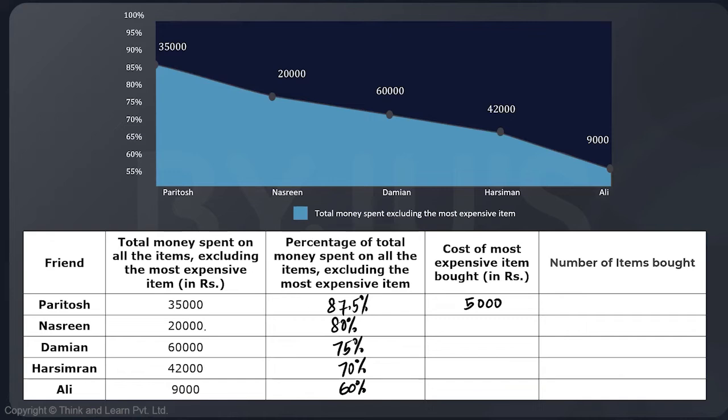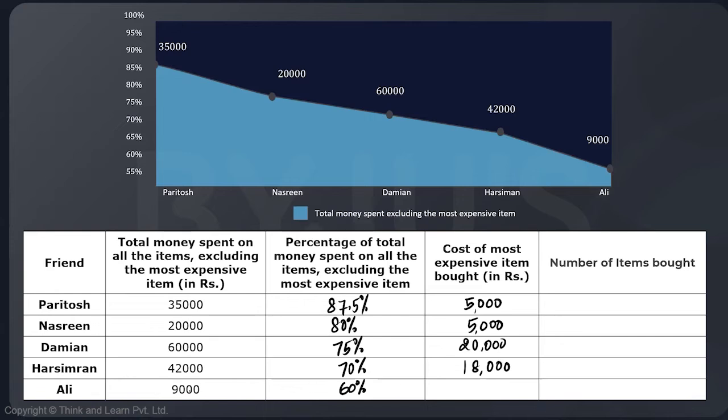If 80% corresponds to 20,000, so the remaining item, which is the expensive one, that is 20% of the total money, right? So how much will that give us? If 80% is 20,000, so 20% is going to be another 5,000. If 75% gives us 60,000, so the remaining 25% will give us 1/3 of it. So that is going to be 20,000. For Harsimran, 70% is 42,000. So the multiplier is 6. So the remaining 30% will be 30 into 6, which is going to be 18,000.